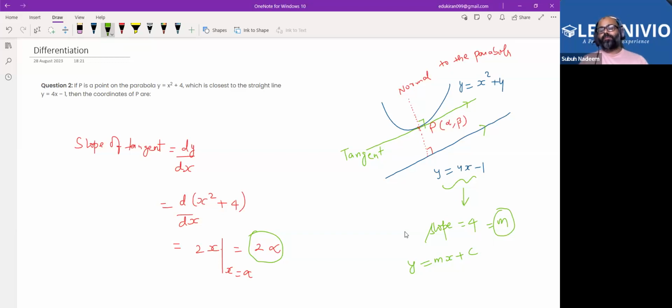First write till here. Sir, can you repeat? Your voice is lagging. Okay, so from the beginning. No, sir, from the slope part.